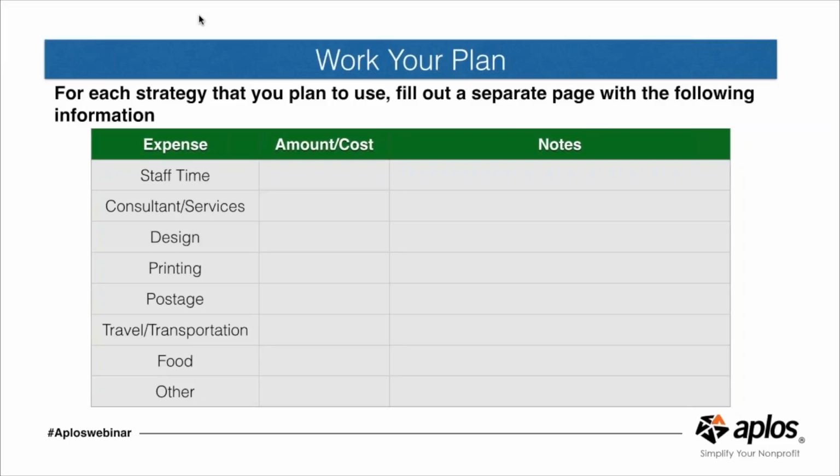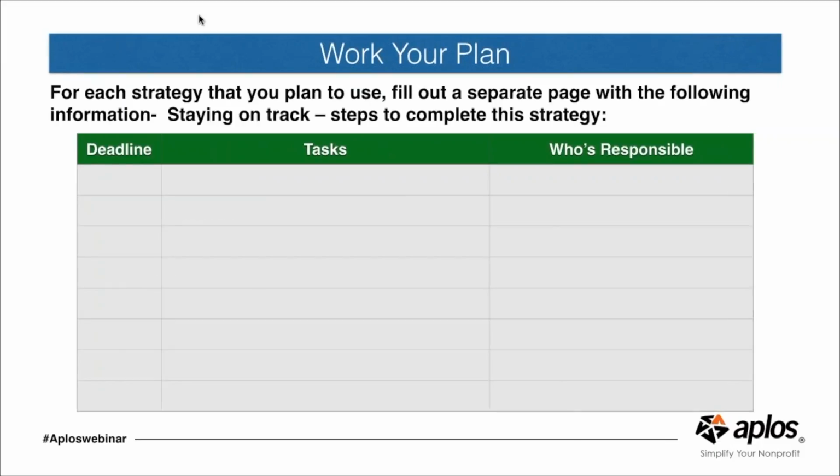Okay, so for each strategy you plan to use, fill out a separate page with the following information. I think we kind of went into that. Staying on track: steps to complete the strategy. So, like before, you've got each one. Now let's get into the deadline, the task, and who's responsible.